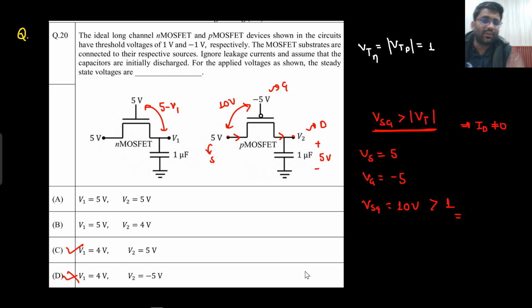In PMOS, the scenario is that VSG should be greater than mod of VT. Already it is greater than VT. 10 volt is always greater than VT. Now no matter whatever voltage your capacitor develops, VSG will always be 10 volt. That means my MOS will always be on. If it is always on, it will keep on charging and it will charge up to 5 volt.